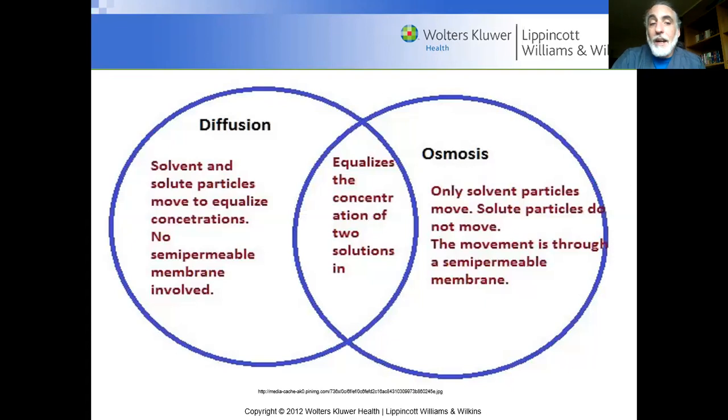And for those of you who like Venn diagrams, diffusion: again, solvent and solute move to equalize the concentration. Osmosis: so it's a freely permeable membrane over here with diffusion. With osmosis, only the solvent particles move, not the solute. Both of them work to equalize the concentration of the two solutions. In the case of the cell, the solution intracellular and the solution extracellular are equalized.